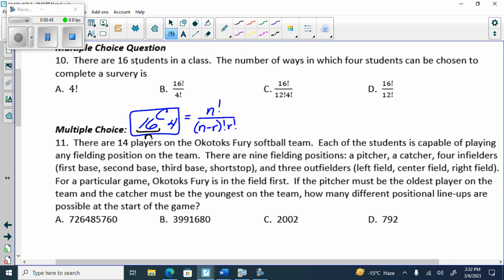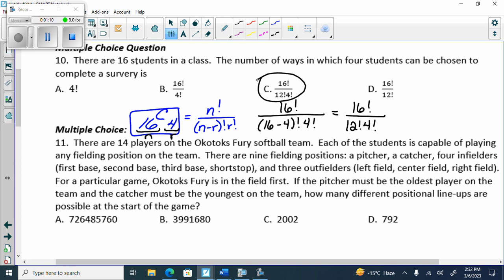This would be our n, this would be our r. So we're going to get 16 factorial over 16 minus 4 factorial, which is 16 factorial over 12 factorial, 4 factorial, which is C. But like I said, you could type it into your calculator, 16C4, type in all the answers, match the answers, right?